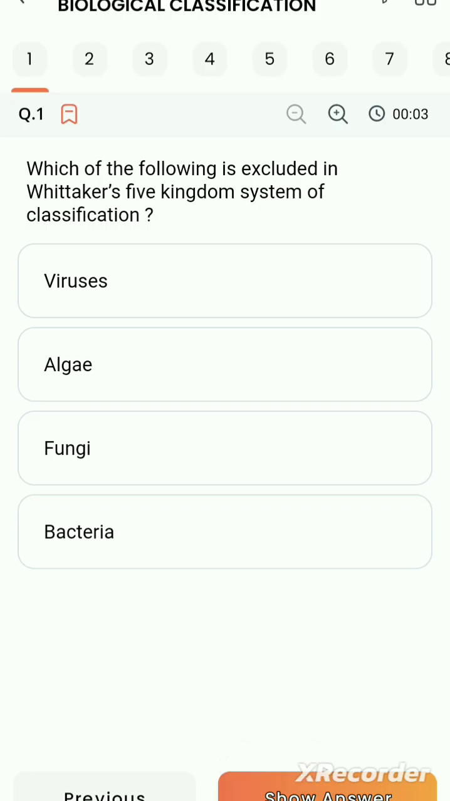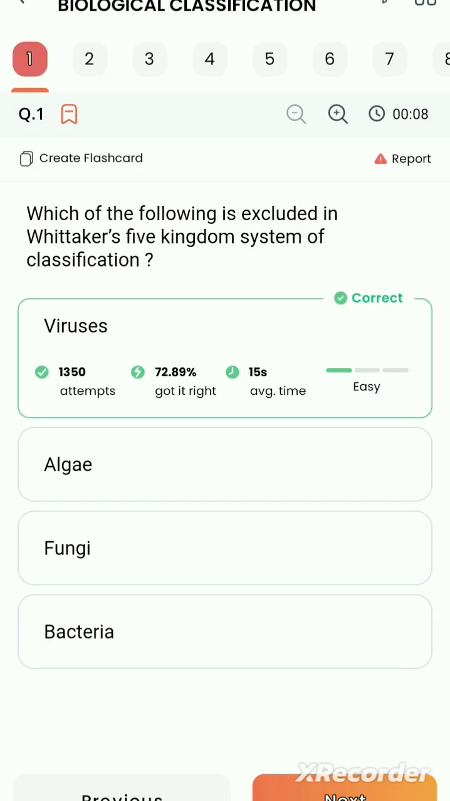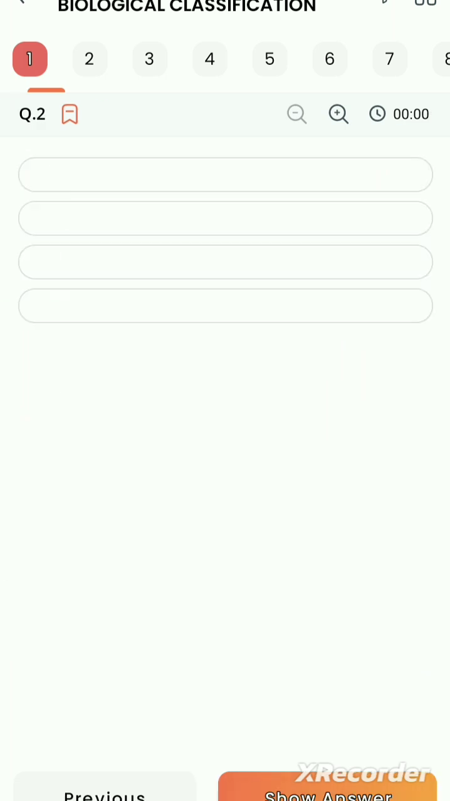The first question: which of the following is excluded in Whittaker's five kingdom system of classification? The viruses are not included because they are not categorized into either category, living or non-living. Thus, they are excluded from the Whittaker five kingdom system of classification.